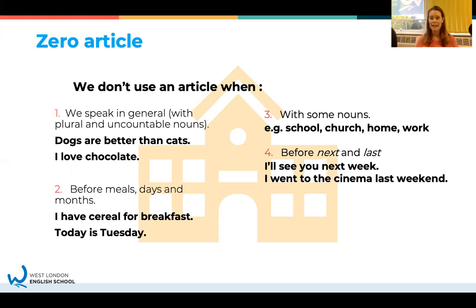And then also for days and months. So today is Friday, actually. I know it says here today is Tuesday, but today is Friday. I can use it for my birthday is in February.